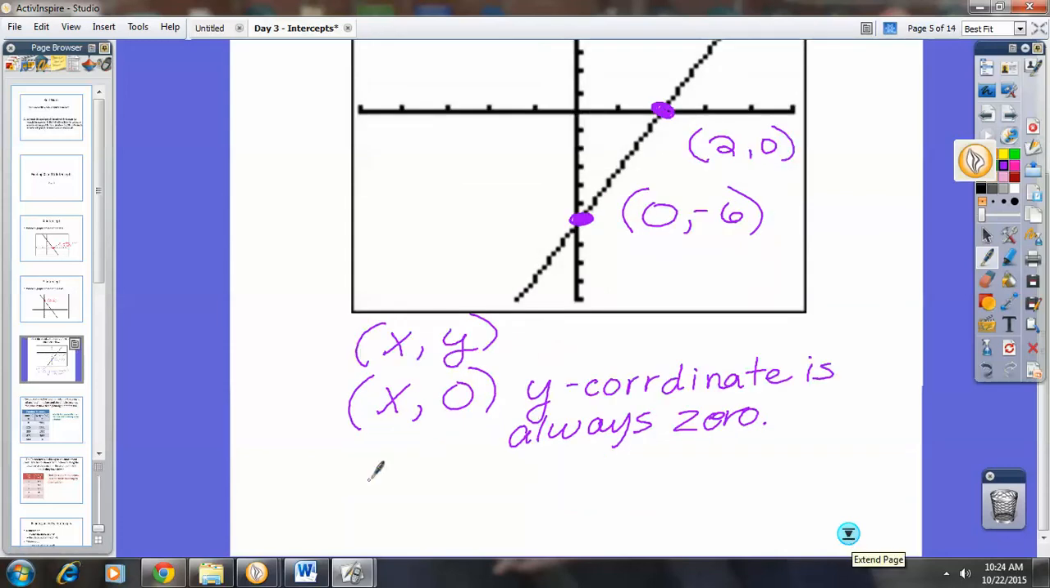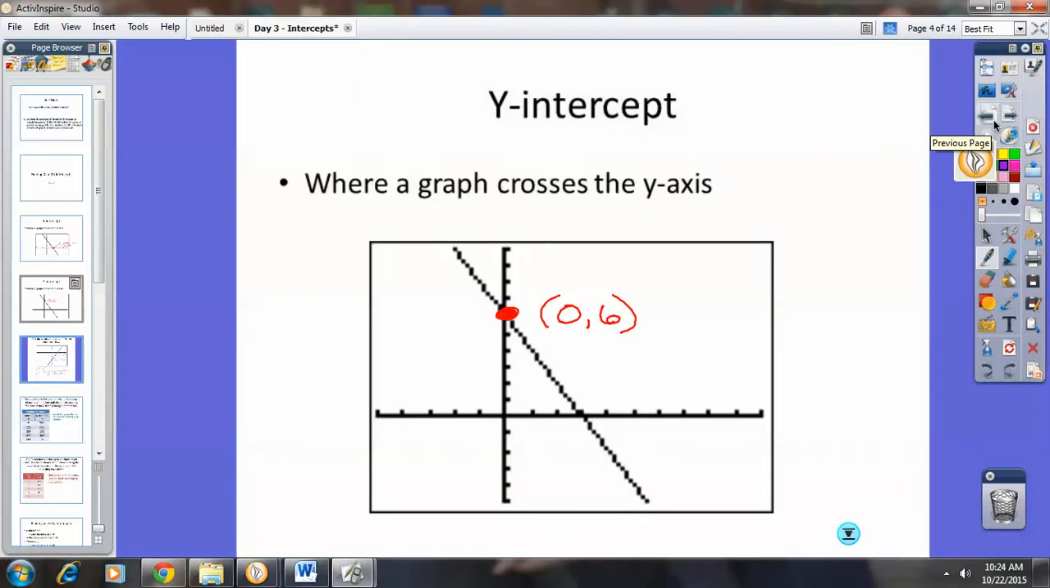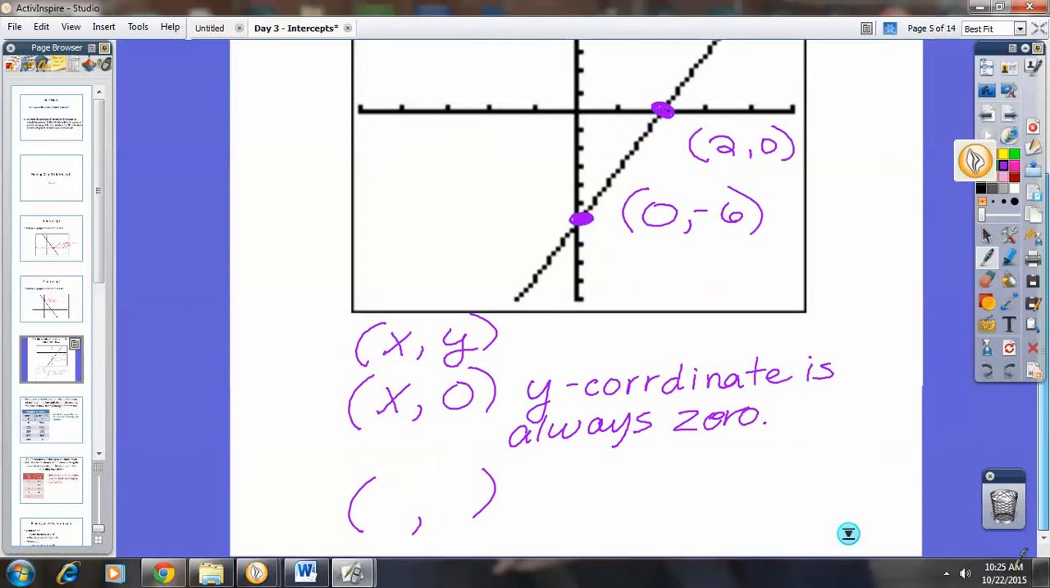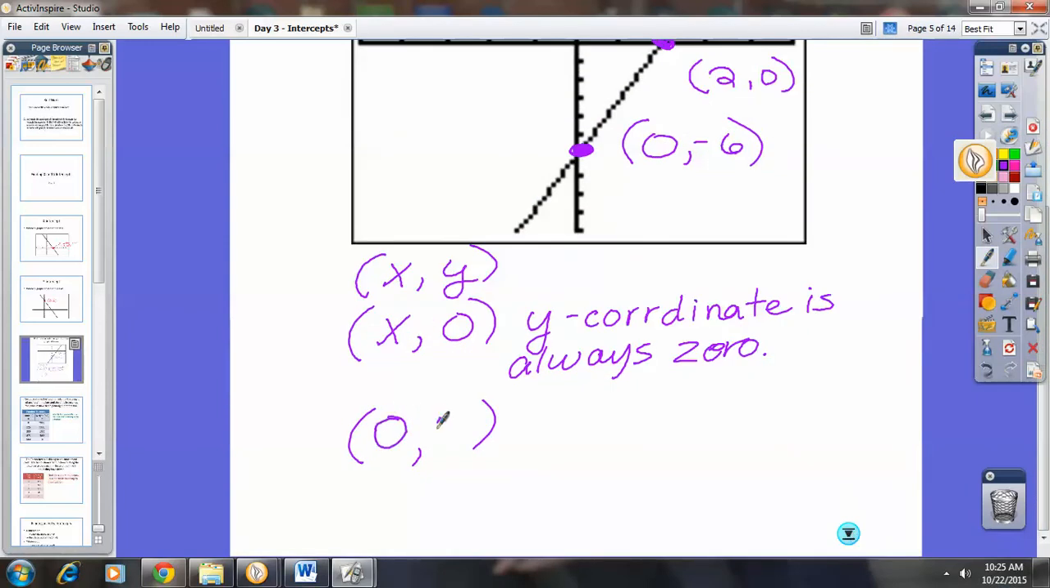What about the y-intercept? What did you notice about those values? We have 0, negative 6. We have 0, 6. The 6 was just a coincidence. But what do we have in common with the zeros? The x-coordinate of our ordered pair is 0. 0, comma, y, whatever that y value is. The x-coordinate is always 0.